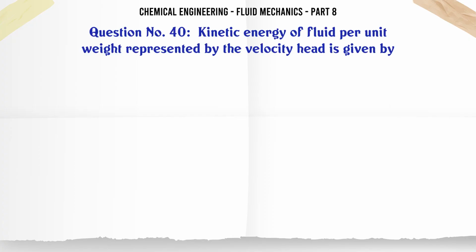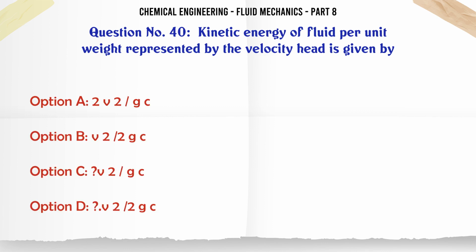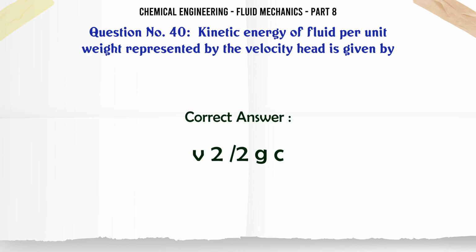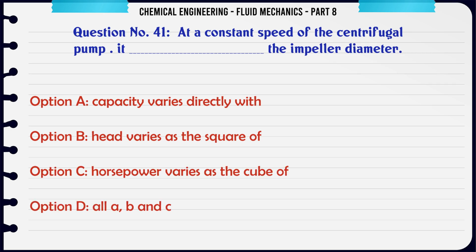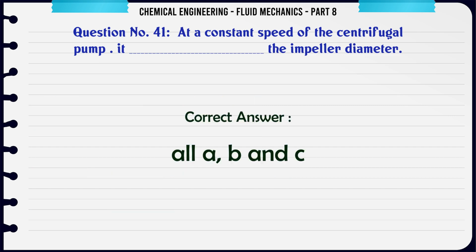Kinetic energy of fluid per unit weight represented by the velocity head is given by A. 2v²/gc, B. v²/2gc, C. v²/gc, D. v²/2gc. The correct answer is v²/2gc. At a constant speed of the centrifugal pump, at the impeller diameter, A. Capacity varies directly with, B. Head varies as the square of, C. Horsepower varies as the cube of, D. All A, B, and C. The correct answer is all A, B, and C.